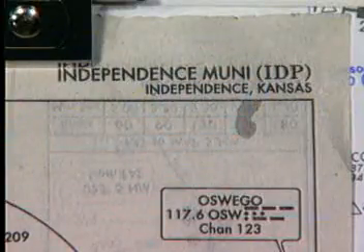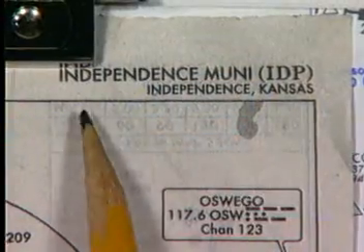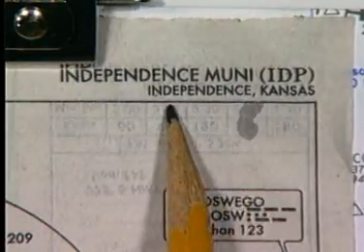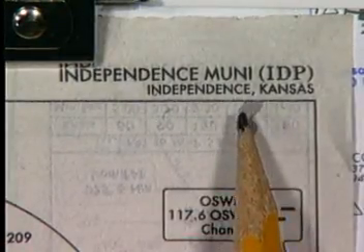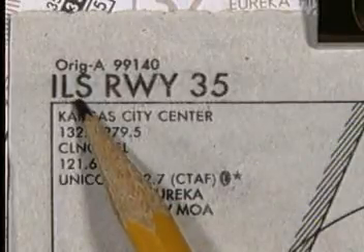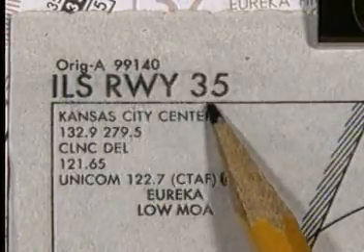As always, I'll start with the airport name to make sure I've got the right approach chart out. We're flying into Independence Municipal Airport in Independence, Kansas. Next, we'll verify it's the right approach. It's the ILS approach for runway 35.